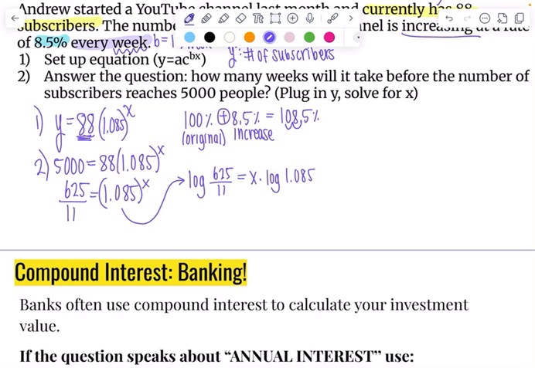You can take down the X value right away, and X will be log 625 over 11 divided by log of 1.085. So log of that divided by log of 1.085. I get 49.52.